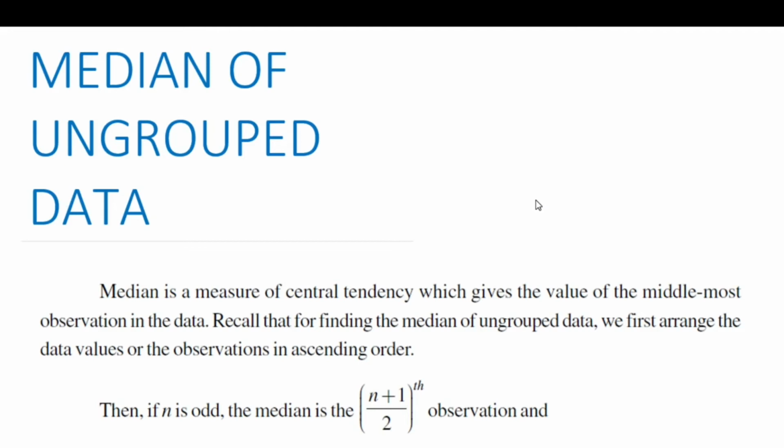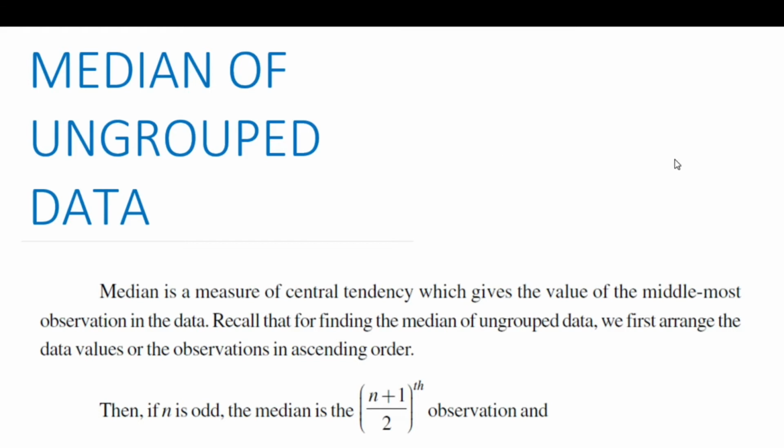Hello dear students. In this video, let us discuss how to find median of ungrouped data. In ungrouped data, we are given with observations and the frequency corresponding to those observations. When individual observations are given, we write them in ascending order and find out the middlemost value. That middlemost value is the median.